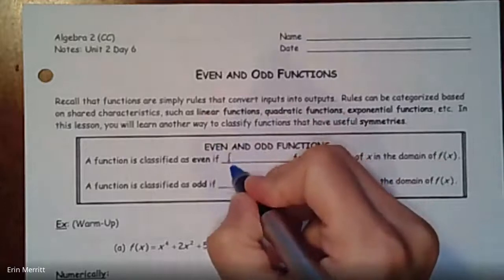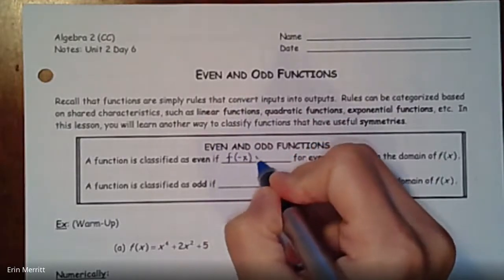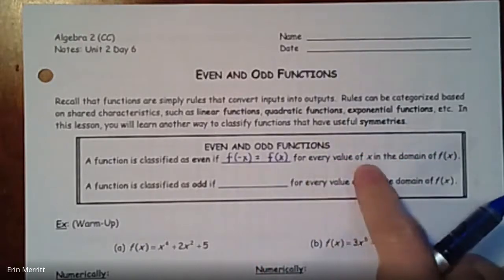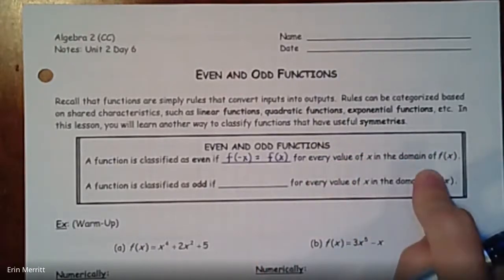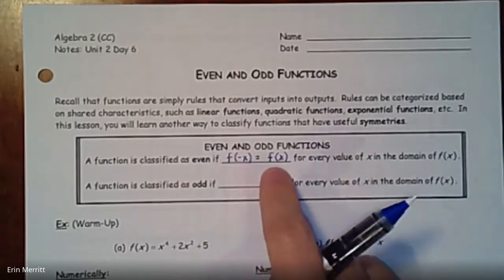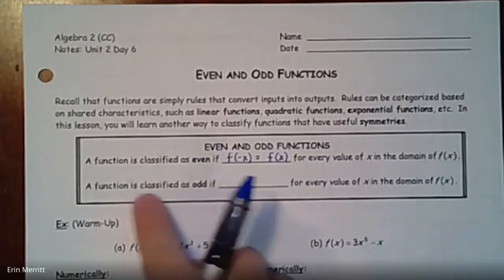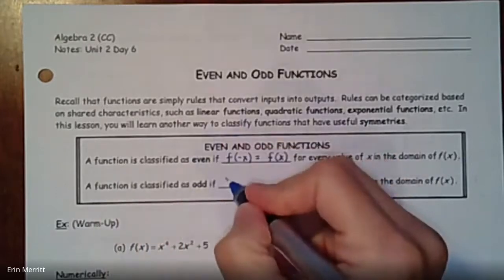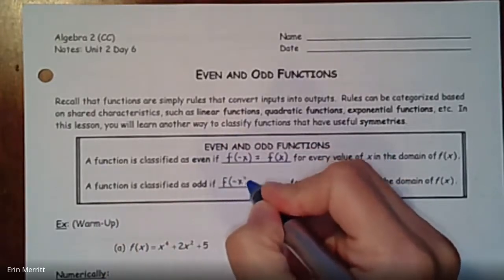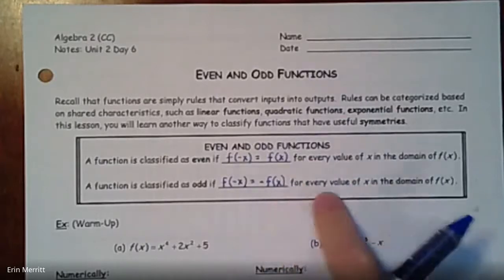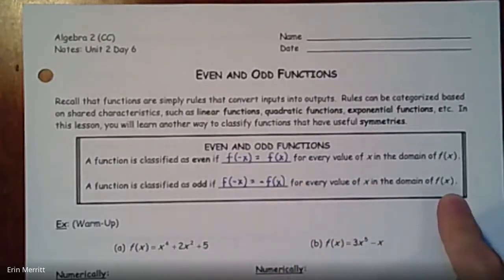If f of negative x is equal to the regular old f of x for every x value in the domain, right? So if when you plug in negative x, it always comes out to be the original, that's what we'd consider even. If it's an odd function, then when you plug in negative x, it comes out equivalent to the exact opposite of f of x for every value in the domain. Right? So this is a way to write it using function notation.